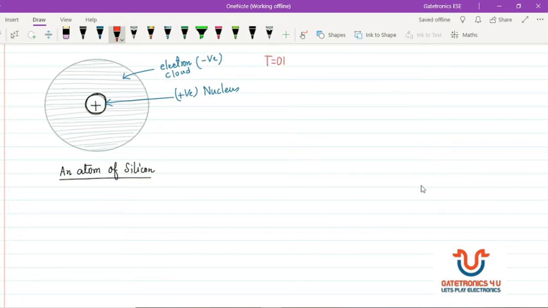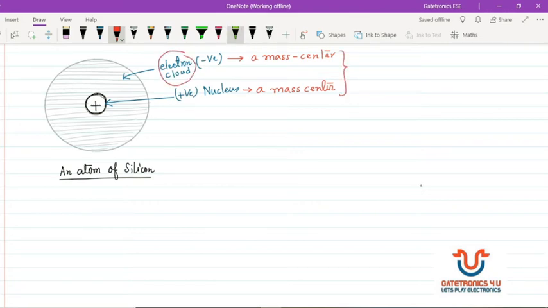When the temperature is at 0 Kelvin, we know that there will be no external thermal energy. From this diagram, we can say that this positive nucleus will have a mass center, and the negative electron cloud will also have a mass center. Mass center means a point where the total mass is concentrated.